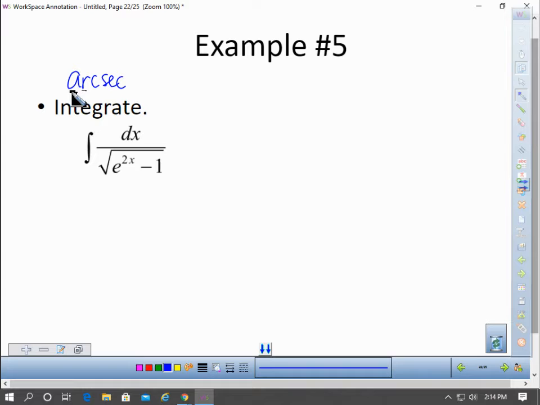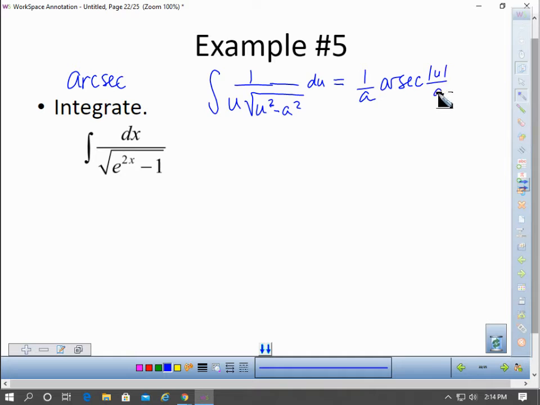So what is the arcsecant rule? The arcsecant rule is 1 over u, and that's the one that seems to be missing out here. And then it's the square root of my u squared minus my a squared, and then my du. And that's going to end up equaling 1 over a arcsecant of the absolute value of u over a plus c. So all I am doing is writing out the rule.